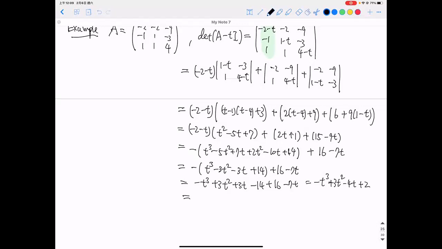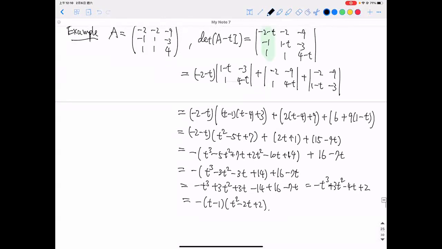Okay, and then you can see that t equals 1 is a root. Right, if you set t equal to 1, it's minus 1 plus 3, that's 2. Minus 4, that's negative 2, then plus 2, that's 0. So you have a factor of t minus 1, and the other factor turns out to be that.